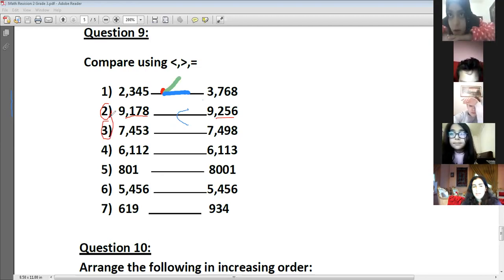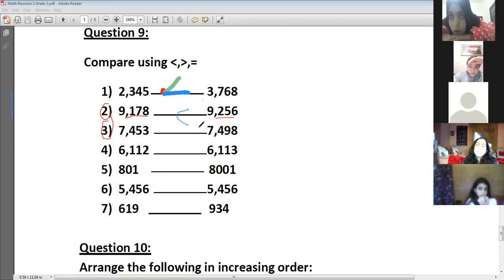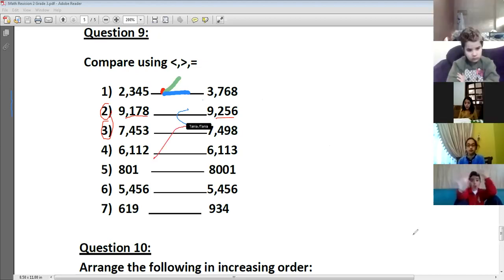All of you will solve, okay? Yala, Tanya. I solve this one. Which one you're solving? I want number three.